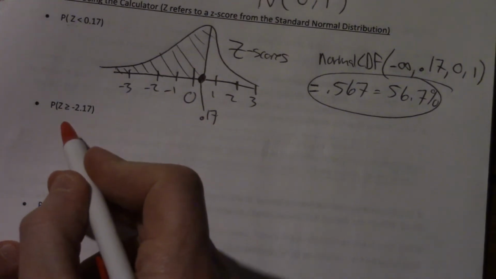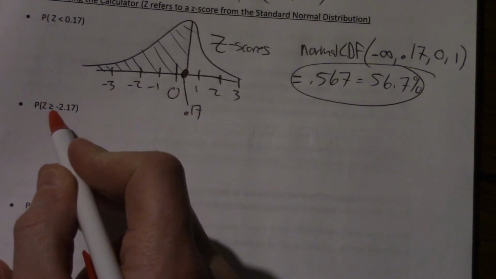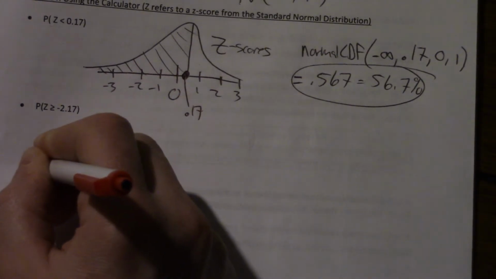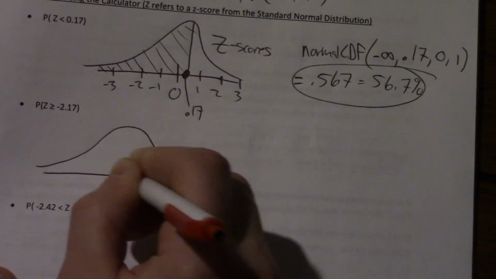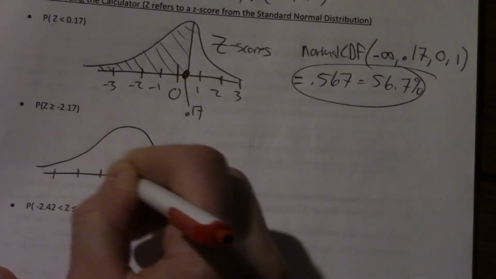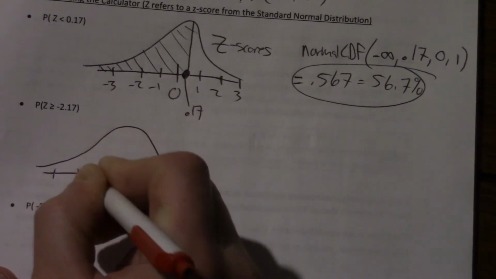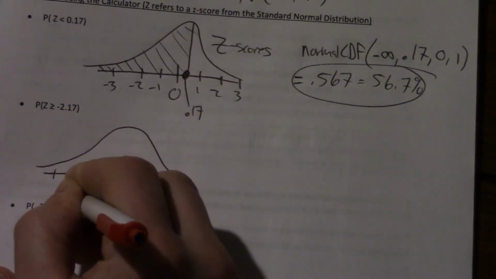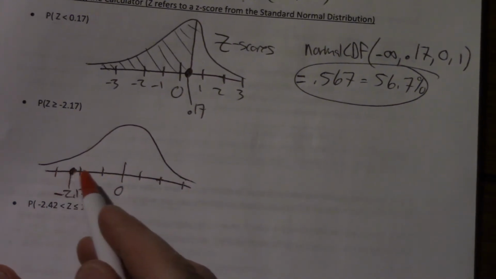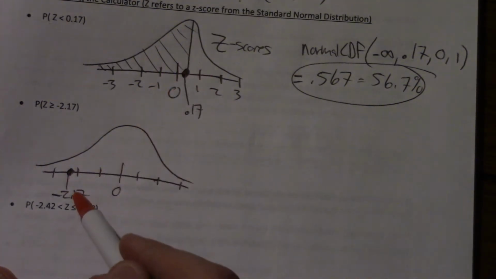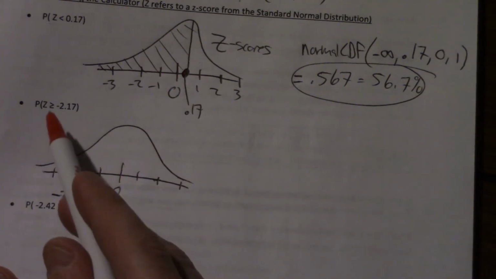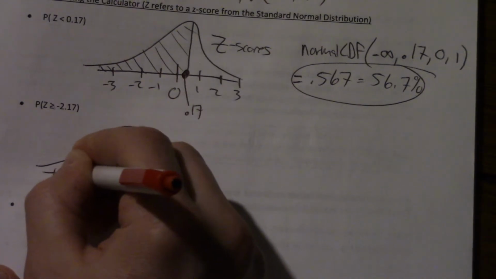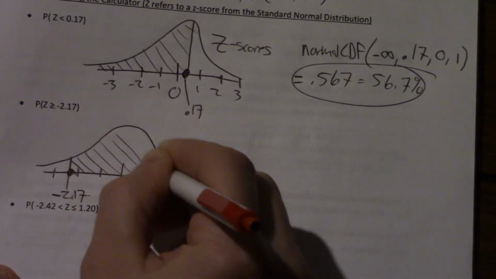So a couple more. What's the probability that a z-score will be greater than or equal to -2.17? So sketch that out. We want to be above -2.17. So I didn't fill out the 1s, 2s, and 3s. It's the same picture. So we're just a little bit past -2, and we want to be greater than or equal to. So we want to be above this point. We want to be at least -2.